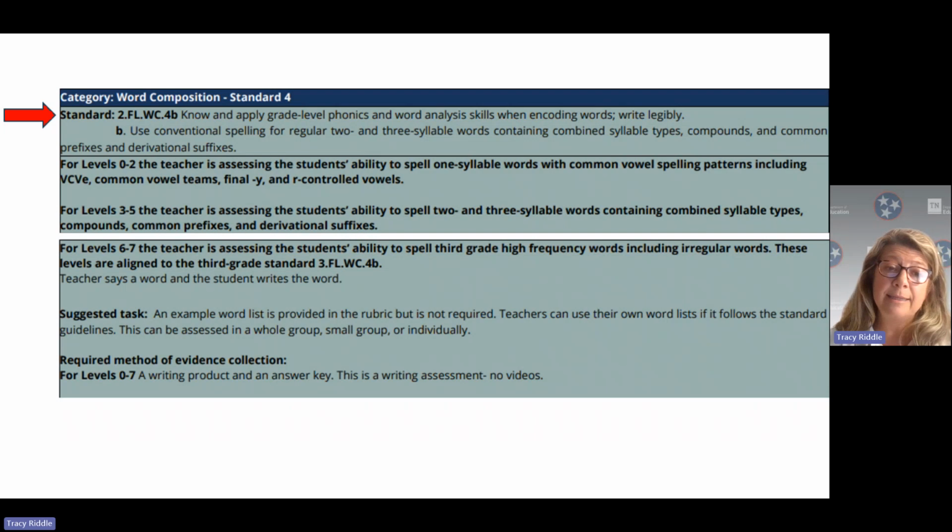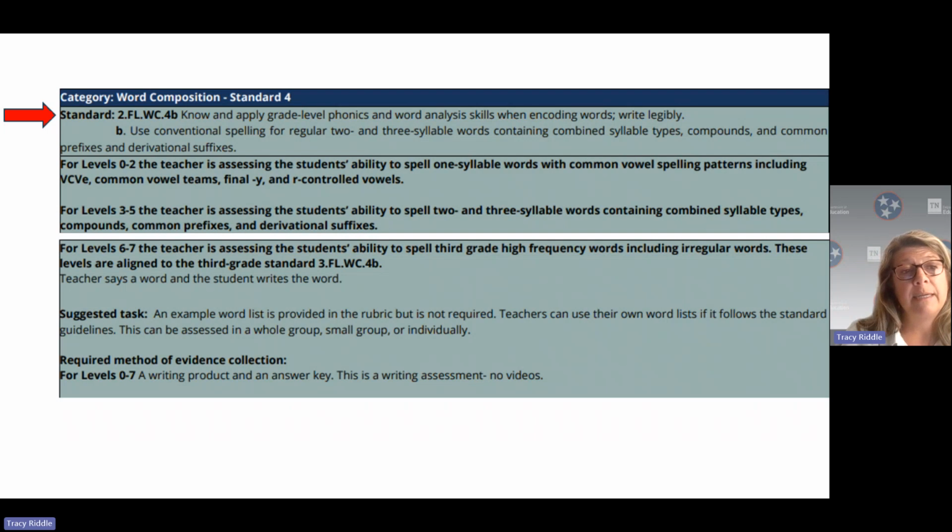You can assess this standard whole group, small group, or individually. The required method of evidence is the student's writing product. If you use the words in the rubric, you do not have to include an answer key. If you do not use the words in the rubric, you do have to include an answer key. There should be no videos with this standard. Your evidence should be the writing product.